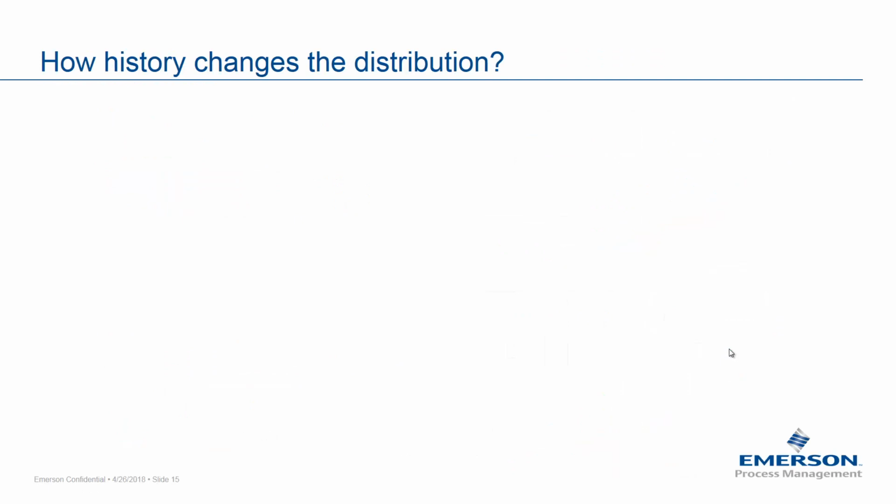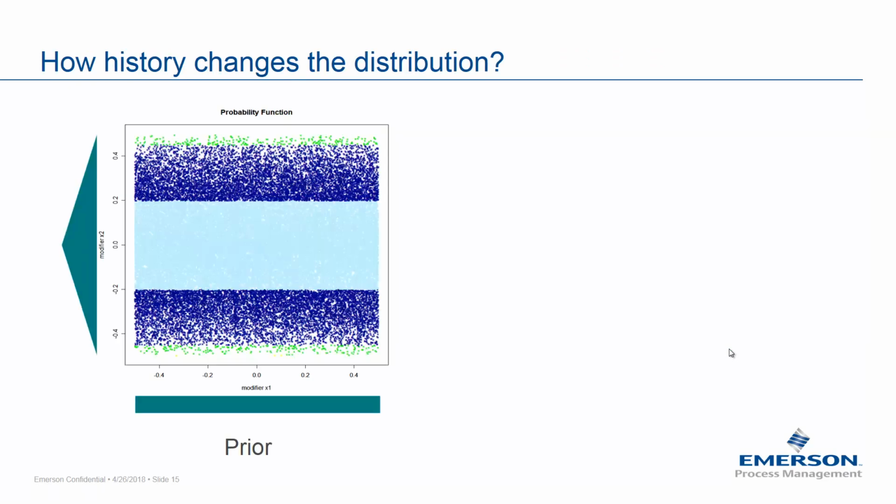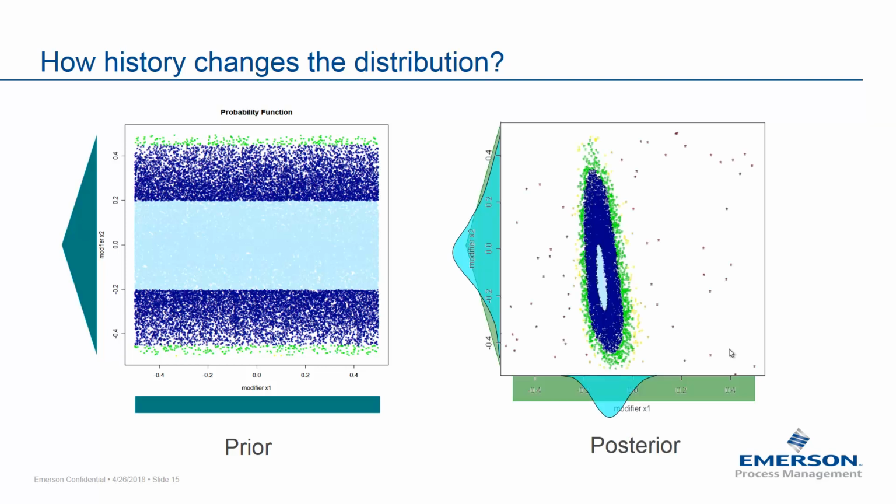So let's see how the history match changes the distribution. Here I have a 2D example where modifier x1 has a user-specified prior distribution that is uniform, and modifier x2 has a triangular prior distribution. The sampling density is shown, with each sample being equiprobable. After history matching, the distribution has changed. So you see, after I did the history matching, the prior distribution has changed, and this is what will be used when calculating prediction confidence intervals.